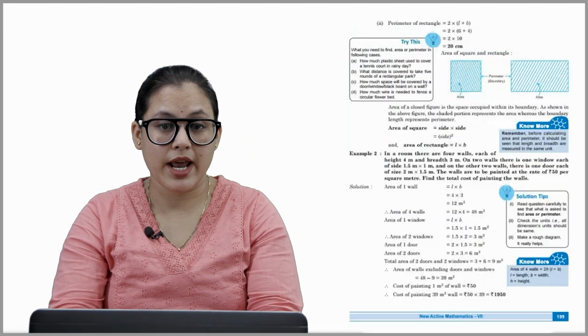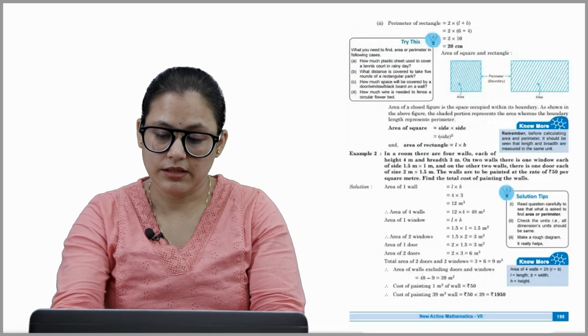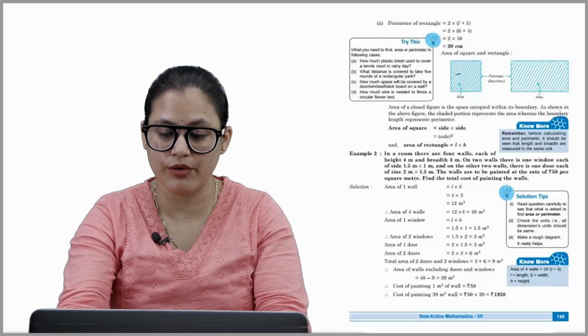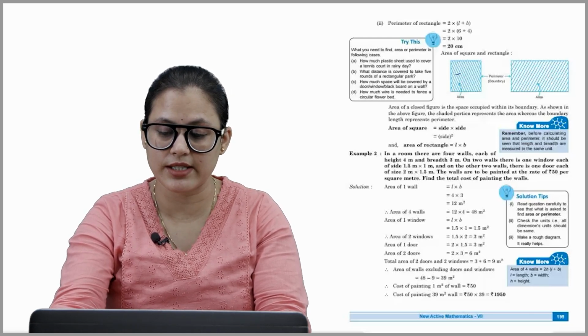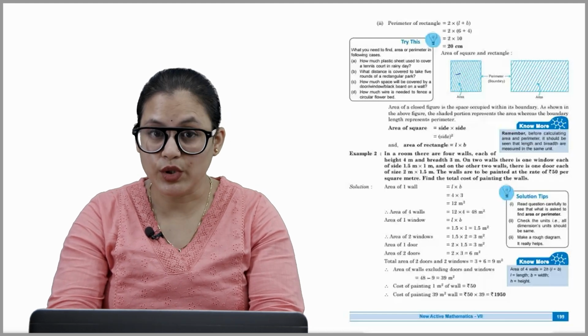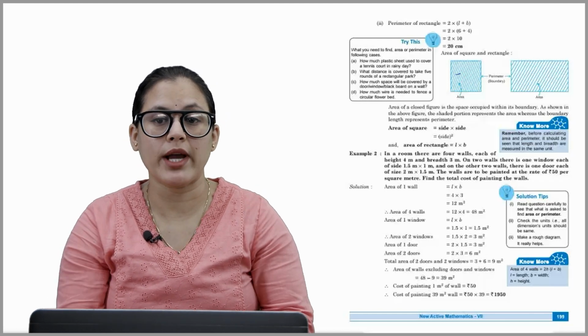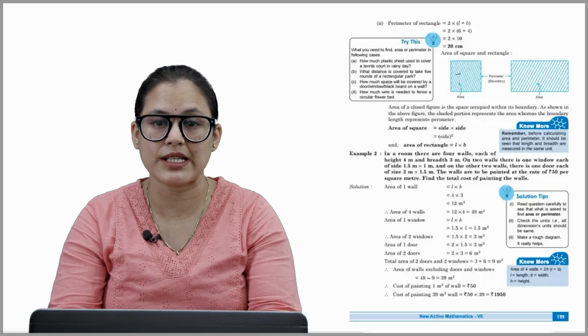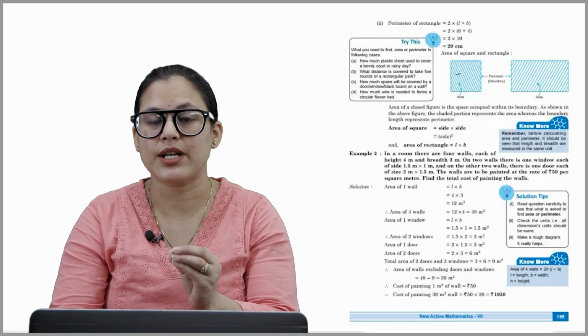Area of square and rectangle. See, the shaded portion, this is the area of the square, and this is the area of the rectangle. So, area of a closed figure is the space occupied within its boundary. As shown in the above figure, the shaded portion represents the area where the boundary lengths represent perimeter.